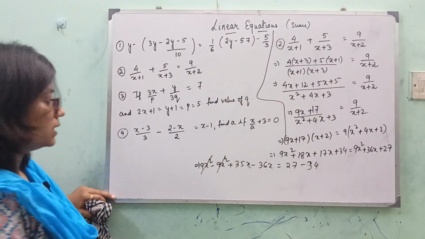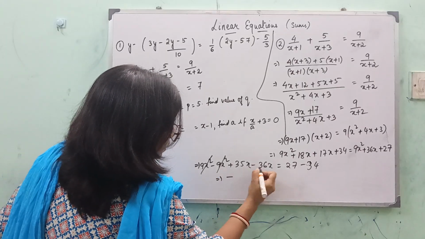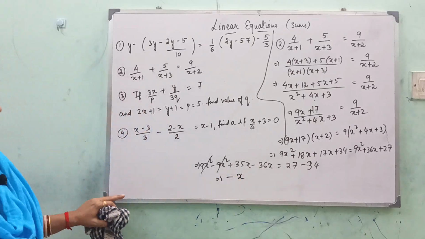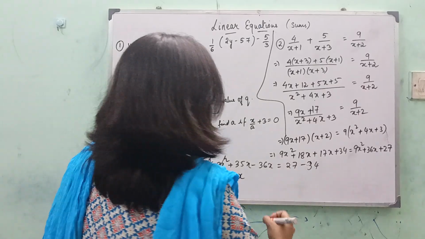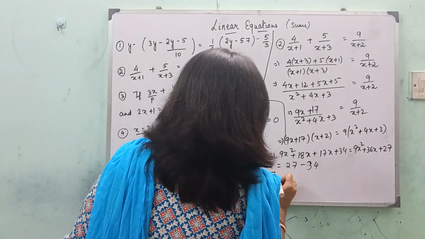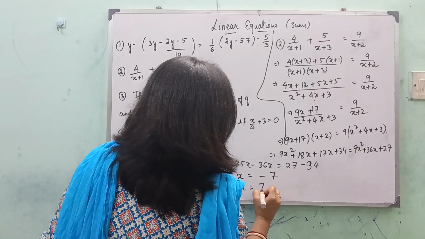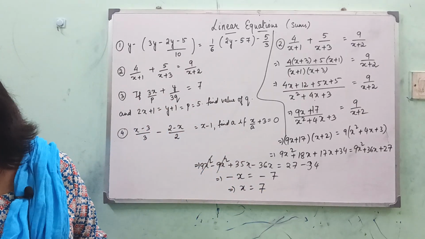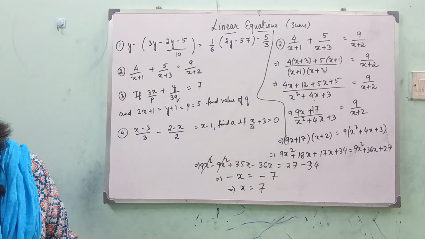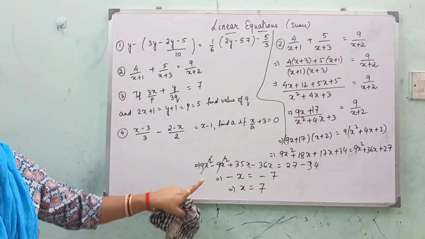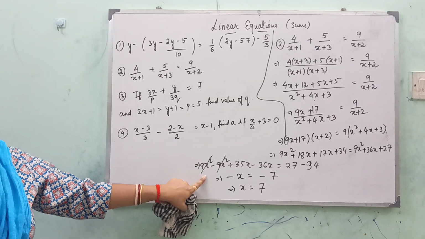9x squared minus 9x squared. Here we have minus 36 and plus 35, that is minus x. This is equal to minus 7. So x equals 7. So this is your answer for the second problem: x equals 7. We know that minus x is equal to minus 7.